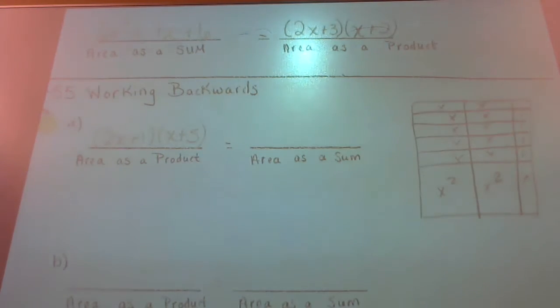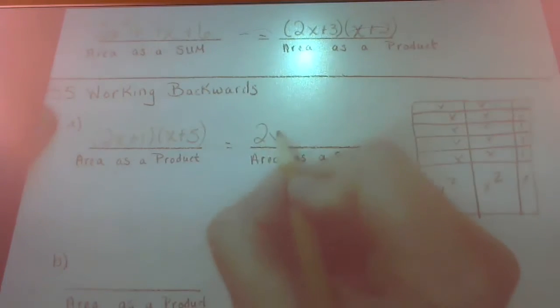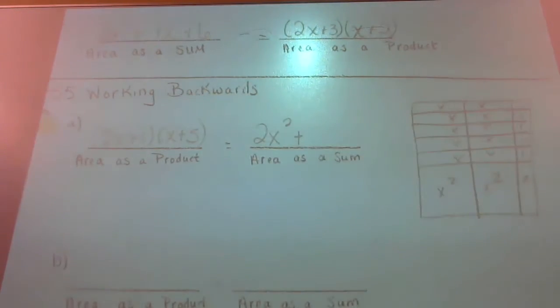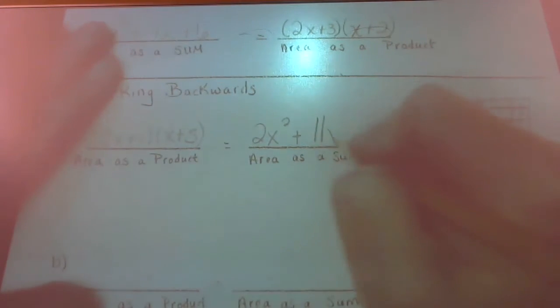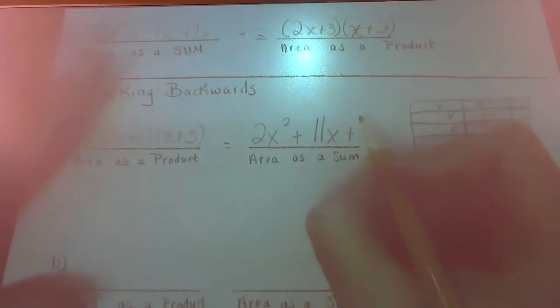So now let's write this as a sum. Okay? How many purple tiles did we have? 2. So I have 2x squared. Okay, the big question is, how many orange tiles did we have? We had 11. So plus 11x, and then we had 5 units.